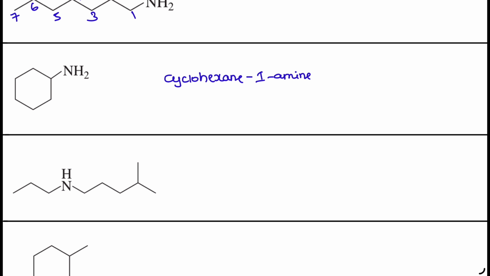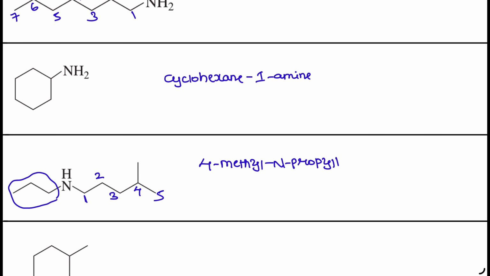It is a 2-degree amine, 1, 2, 3, 4, 5, and this is the branch. There are methyl and propyl groups. We have to follow alphabetical order. So that is 4-methyl, N-propyl, pentane, 1-amine.